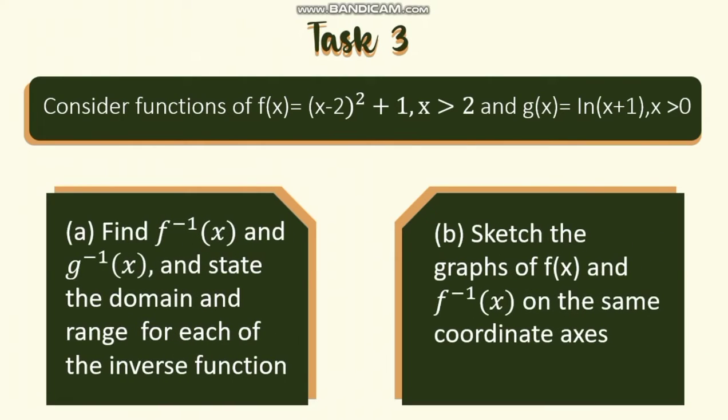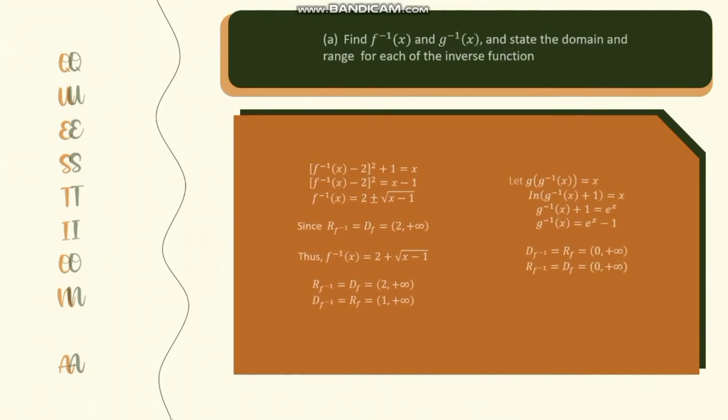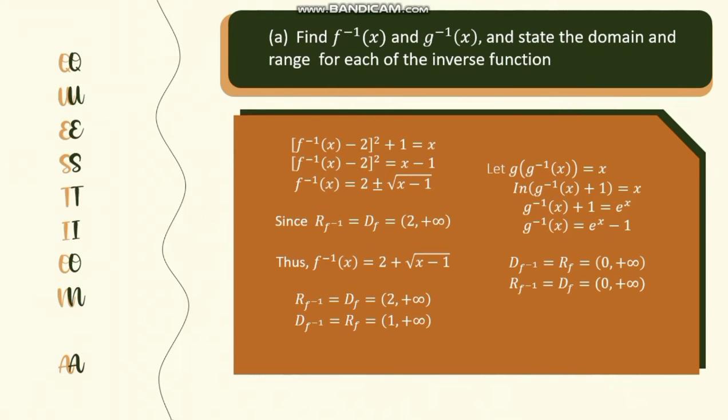Consider the functions f(x) equals (x minus 2) squared plus 1 for x greater than 2, and g(x) equals ln x plus 1 for x greater than 0. For Question A, find f inverse and g inverse and state the domain and range for each inverse function. For the first step, we let f inverse equal to x.